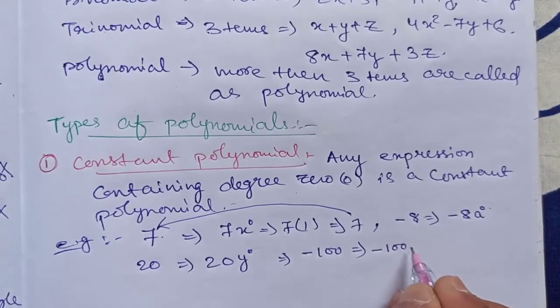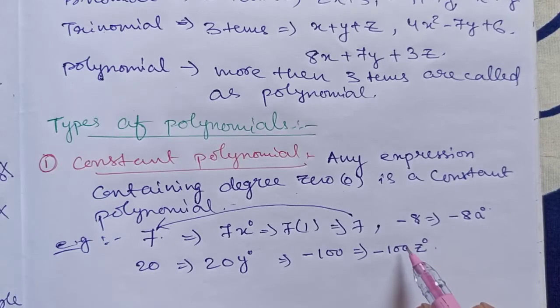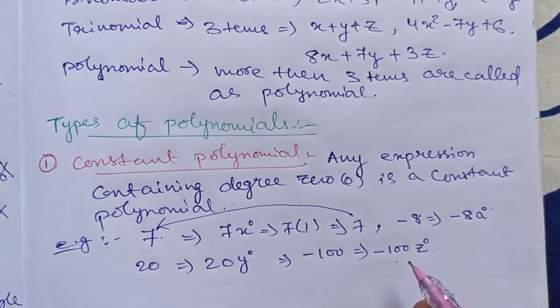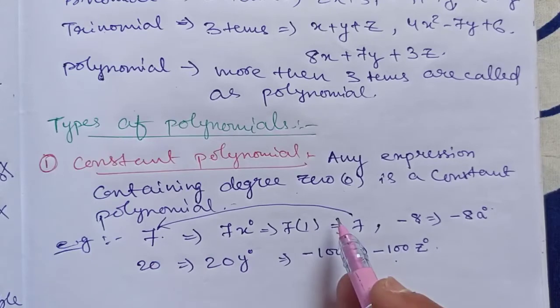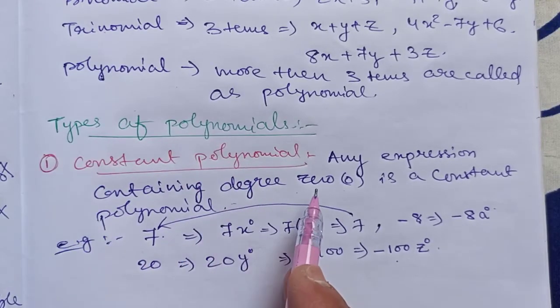Yes, it is a polynomial. How? We can write any variable. Suppose z I will write with degree 0. So you represent some variable with that number and write the variable's degree 0. So these are constant polynomials. Just simple numbers are polynomials. They are taken as constant polynomial because the degrees are 0.